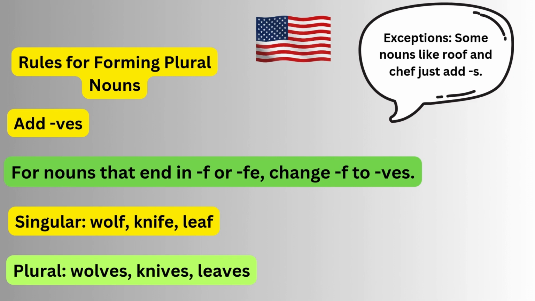Add ves. For nouns that end in f or fe, change f to ves. Singular: wolf, knife, leaf. Plural: wolves, knives, leaves. Exceptions. Some nouns like roof and chef just add s.